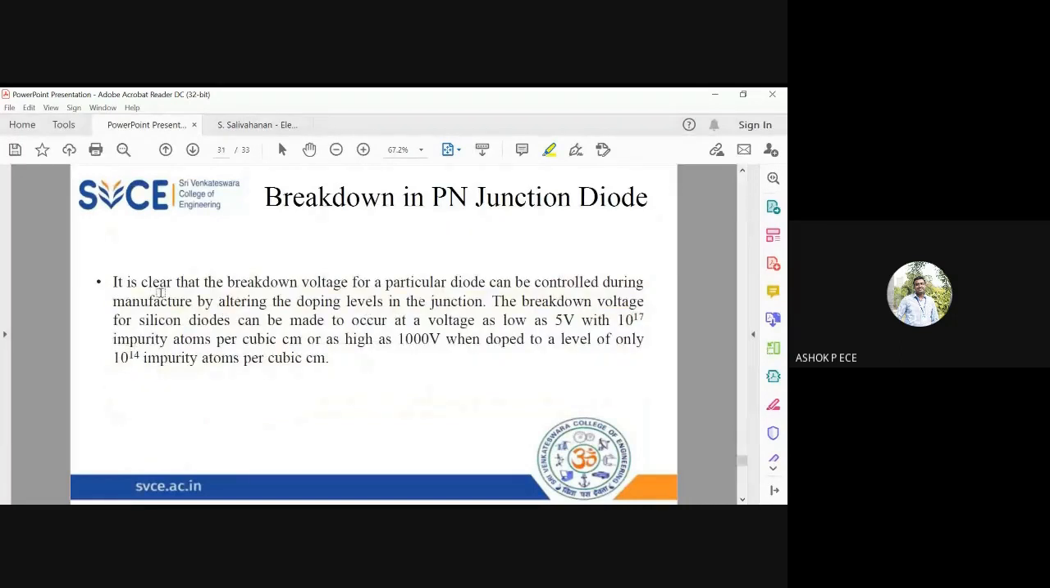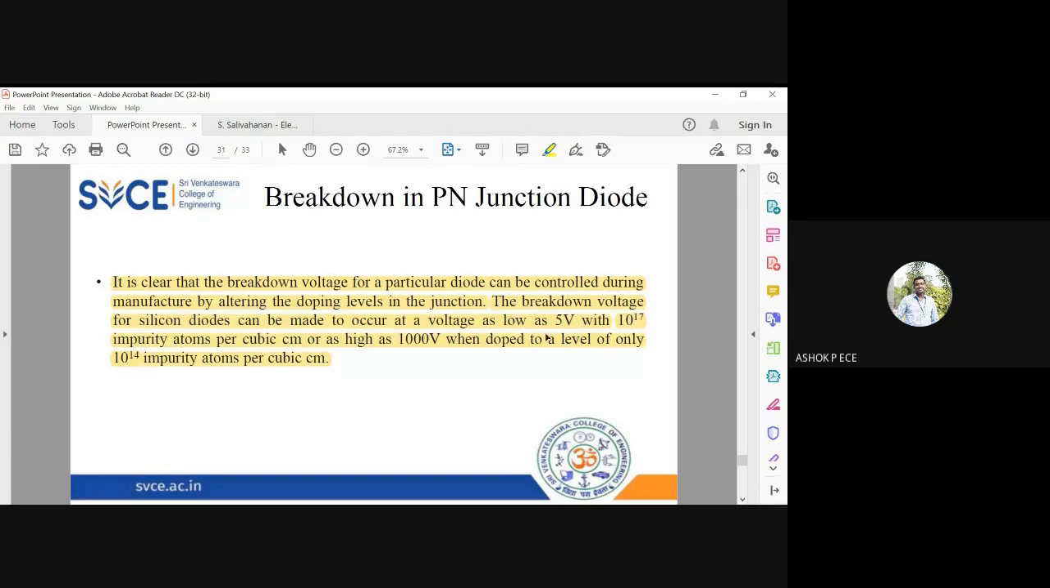So it is clear that breakdown can be controlled by altering the doping level. That's what we have seen. When you change the doping concentration, the breakdown voltage will be different. So the breakdown voltage can be made to occur as low as 5 volt as in silicon, or as high as 1000 volt as in avalanche.